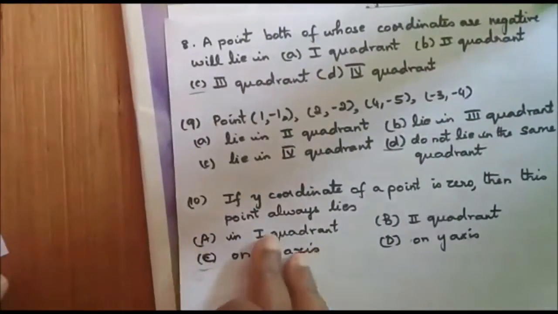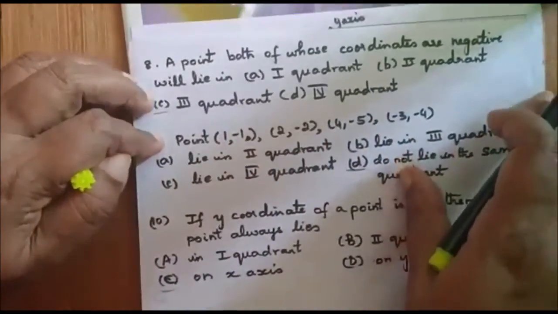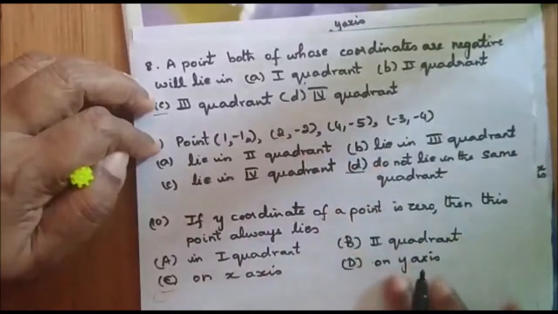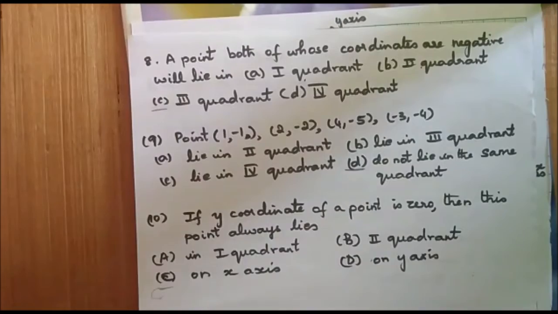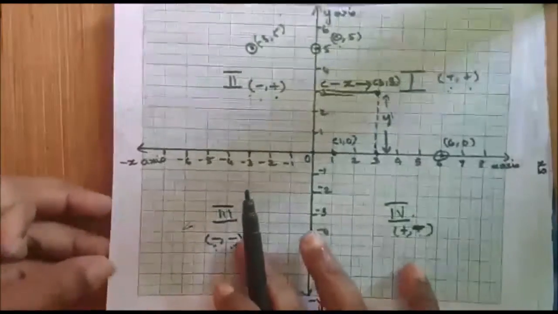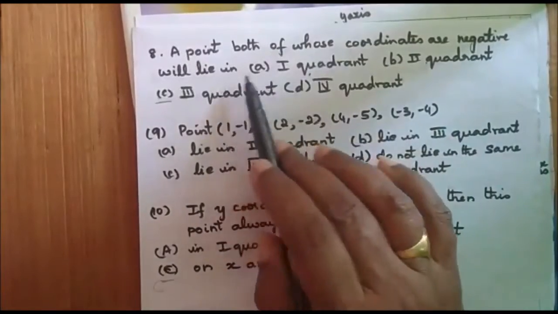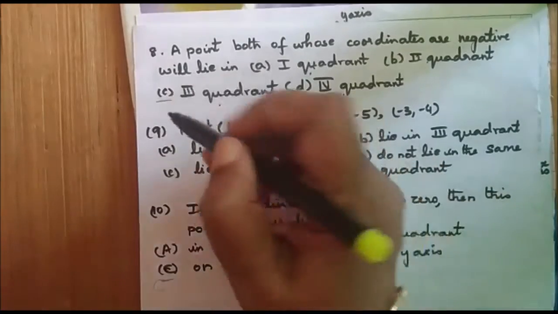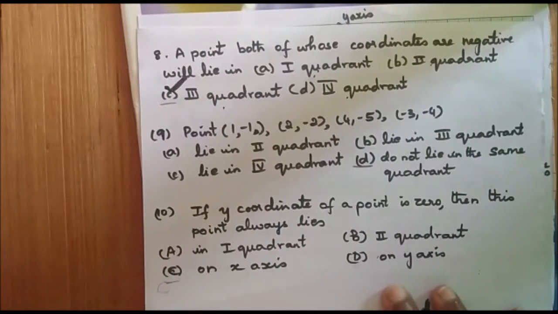Next objective type question. A point both of whose coordinates are negative will lie in the first quadrant, second quadrant, third quadrant or fourth quadrant. We earlier saw in our graph sheet that the point where both x and y are negative is in the third quadrant. So C is the right answer. Third quadrant is where both the coordinates are negative.